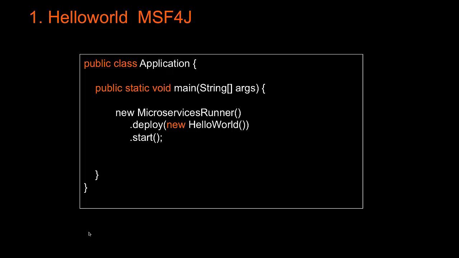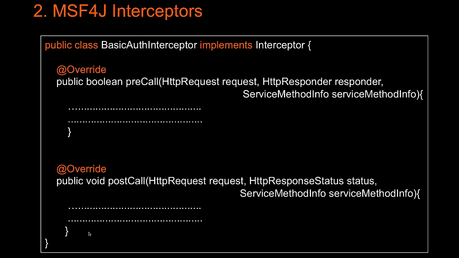Next I'm going to discuss interceptors. As I mentioned, we have an interface called interceptor. Once we implement this interceptor, as you can see in the sample, there are two methods, pre-call and post-call. Within these calls, you can access the HTTP request and the HTTP response. These are Netty-based HTTP request and response. Also the service information, which you can get through this service method.